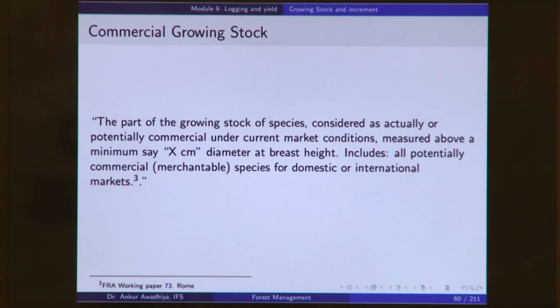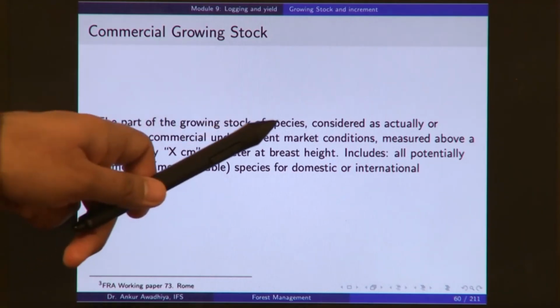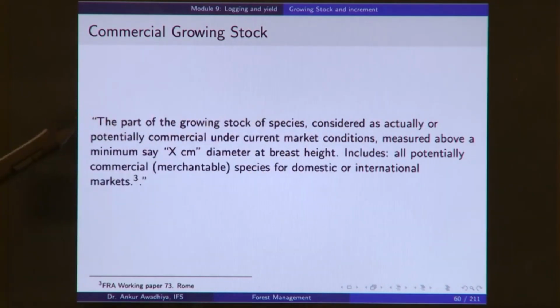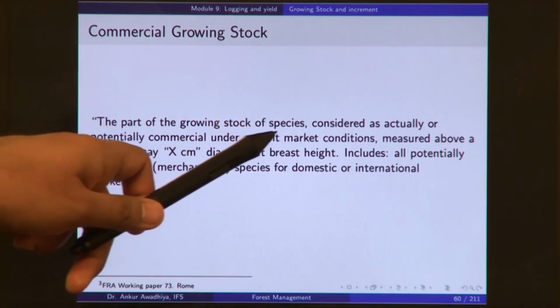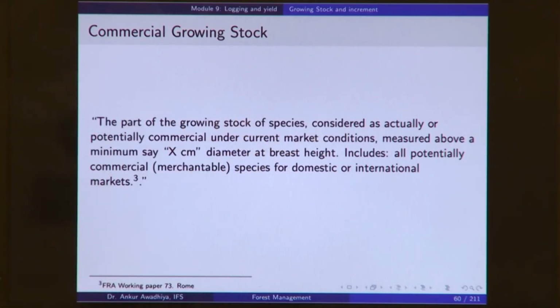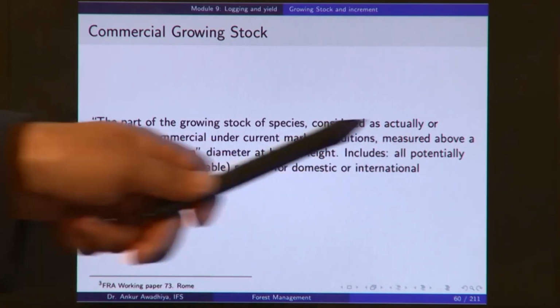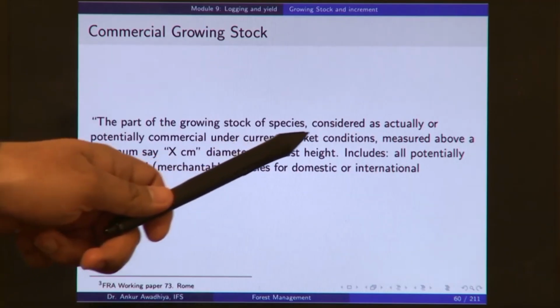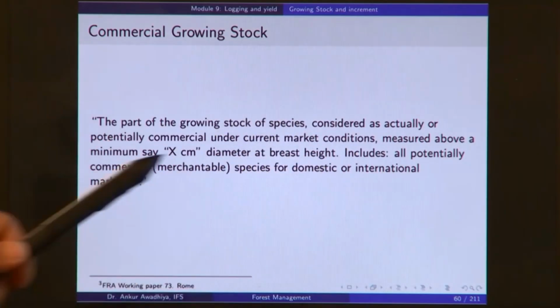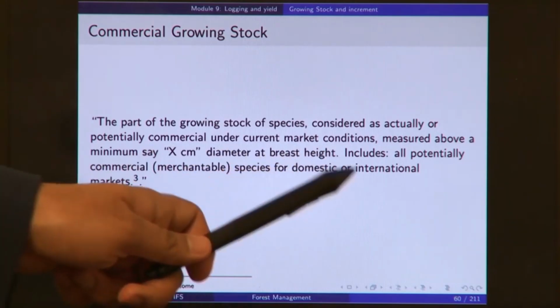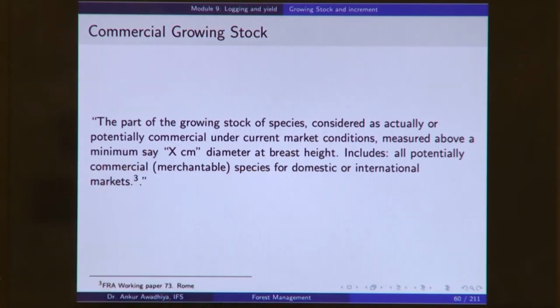And we also define a commercial growing stock. So, a commercial growing stock is a subset of the growing stock which is comprised of commercially important trees. So, the part of the growing stock of species considered as actually or potentially commercial under current market conditions. So, if the market conditions change, the commercial growing stock will change. Measured above a minimum say x centimeter diameter at breast height. It includes all potentially commercial or merchantable species for domestic or international markets.